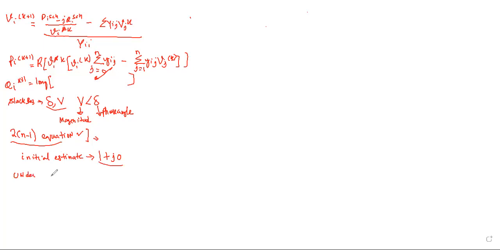Under normal operating conditions, the magnitude of voltage V is equal to 1 per unit. This is the case for 1 per unit in the slack bus. Now we have other buses also.